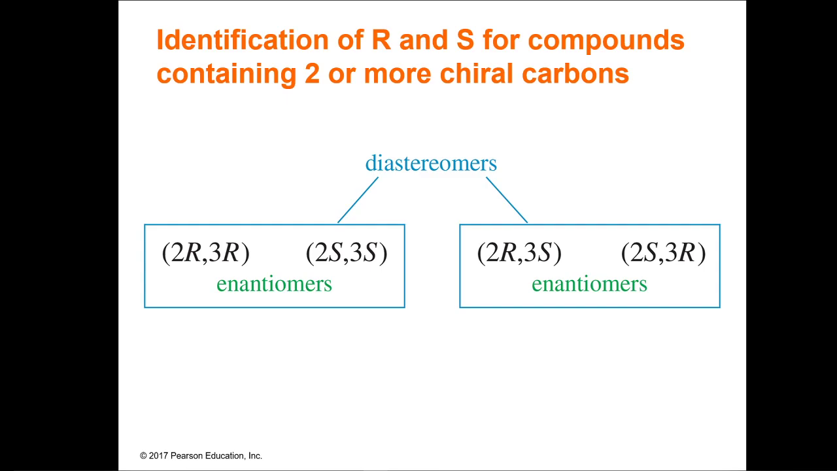If we go back to that compound and look at 2R,3R and 2S,3S, those would be enantiomers, because they are mirror images, and 2R,3S and 2S,3R would also be mirror images. But the 2S,3S and the 2R,3S, let me go back and pull it up.